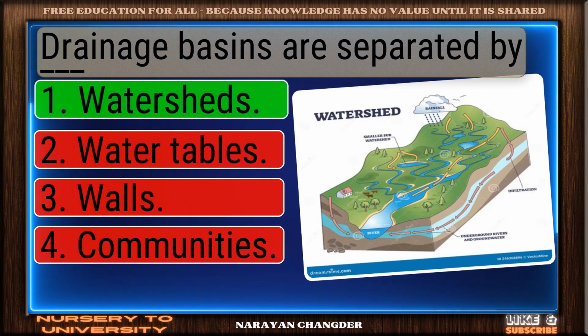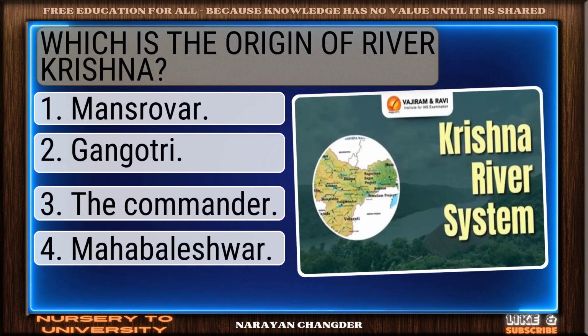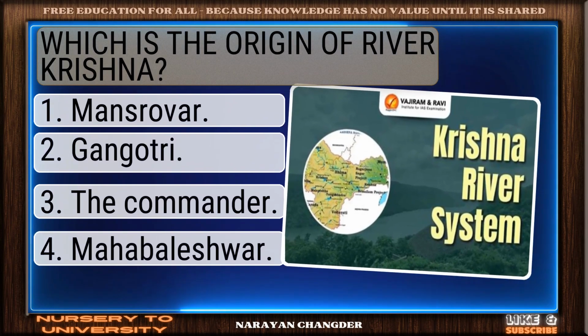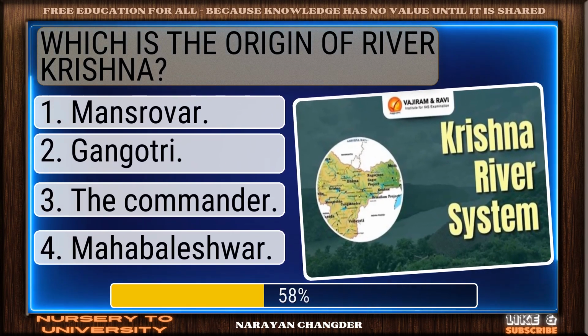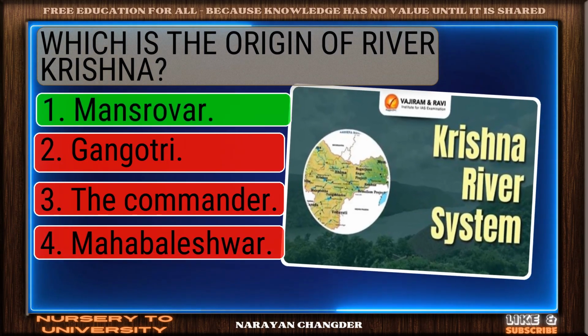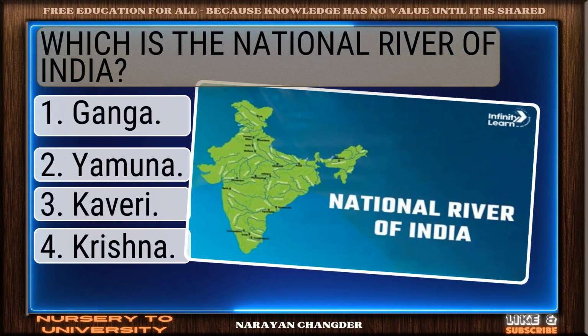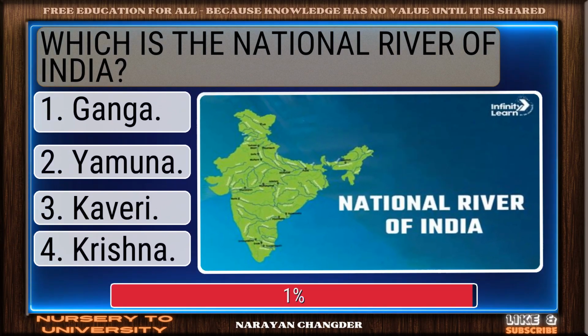On track. Watersheds is the correct answer. Question number 158. Which is the origin of River Krishna? Smart pick. Mansarovar is the correct choice. Question number 159. Which is the national river of India?